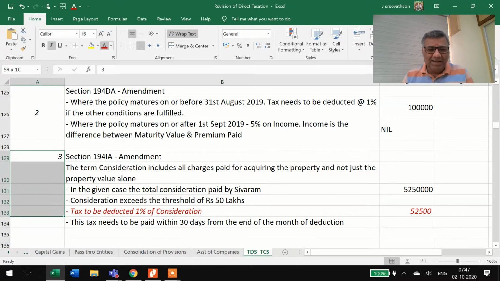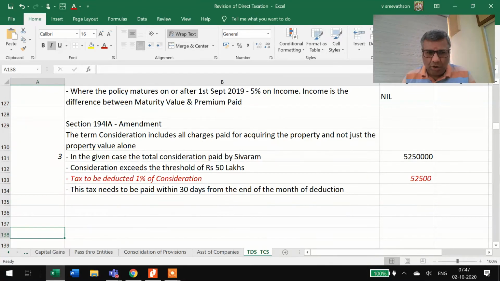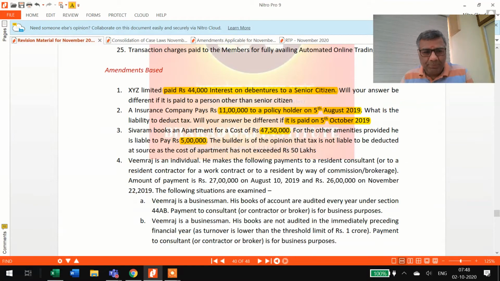So it is a technical provision, but it will be useful for 194M and N. I wanted this to be written, but I don't know how I missed. For 194IA, 194IB and 194M, in all the cases, 30 days from the end of the month of deduction you need to pay. For March, it would be April 30th.